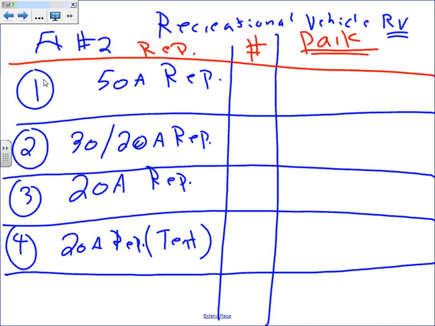So for the 50, I'm going to just throw these numbers for you. I have 30 locations, I will avoid putting 30 here. I'm going to have 25 locations with 50 amp receptacle. Do you have a problem with that? You can pull with 50, 25. For 30, 20, I have 15 locations. For 20 amp only, I have 10 locations. And for 20 tenths, I have 5 locations. So you can see we're geared towards the rich people with the bigger RVs.